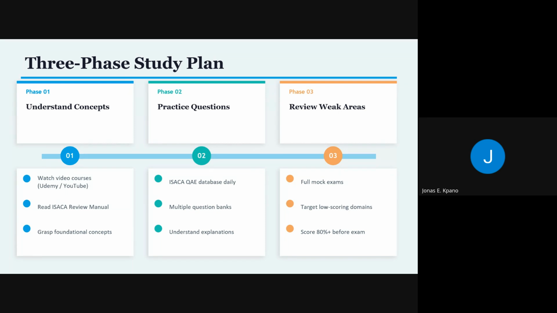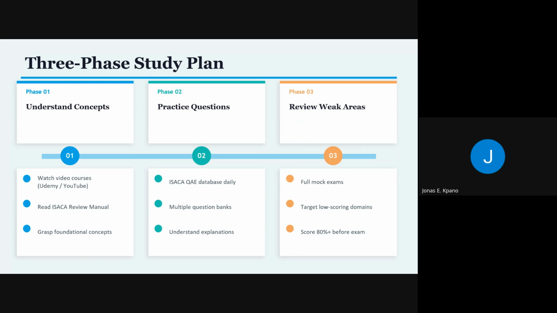And when taking the practice questions too, you need to really understand what the question is about and why an answer is correct. The third phase, after understanding the concept with taking practice questions, is also to go back and understand your weak areas. So you need to take full mock exams. That is like a mock test that tests your understanding, tests your ability to pass the exams.